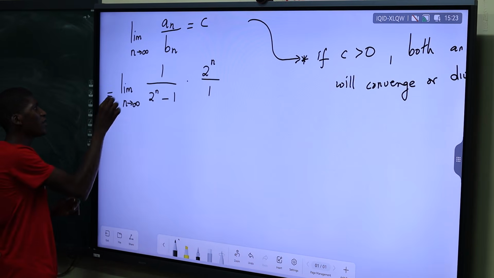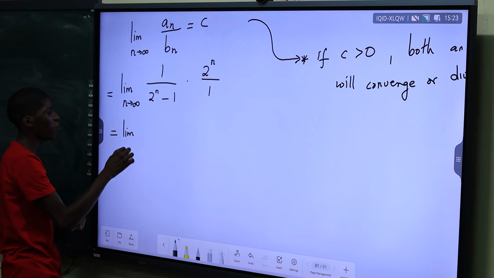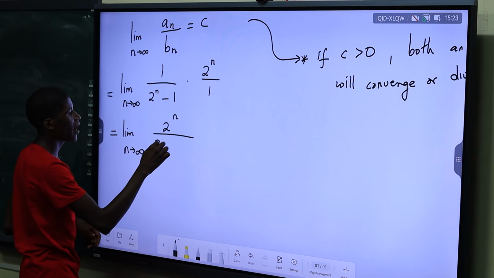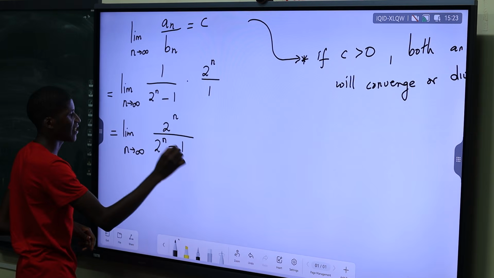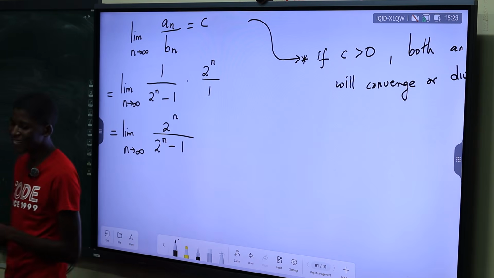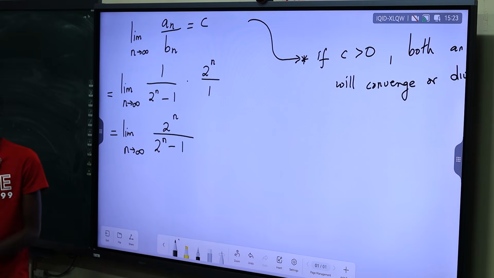So here you have the limit as n goes to infinity of 2 to the power of n over 2 to the power of n minus 1. Now you have to analyze it. As n becomes bigger and bigger and bigger, what will be the value of our limit? What mathematical simplification can we do?